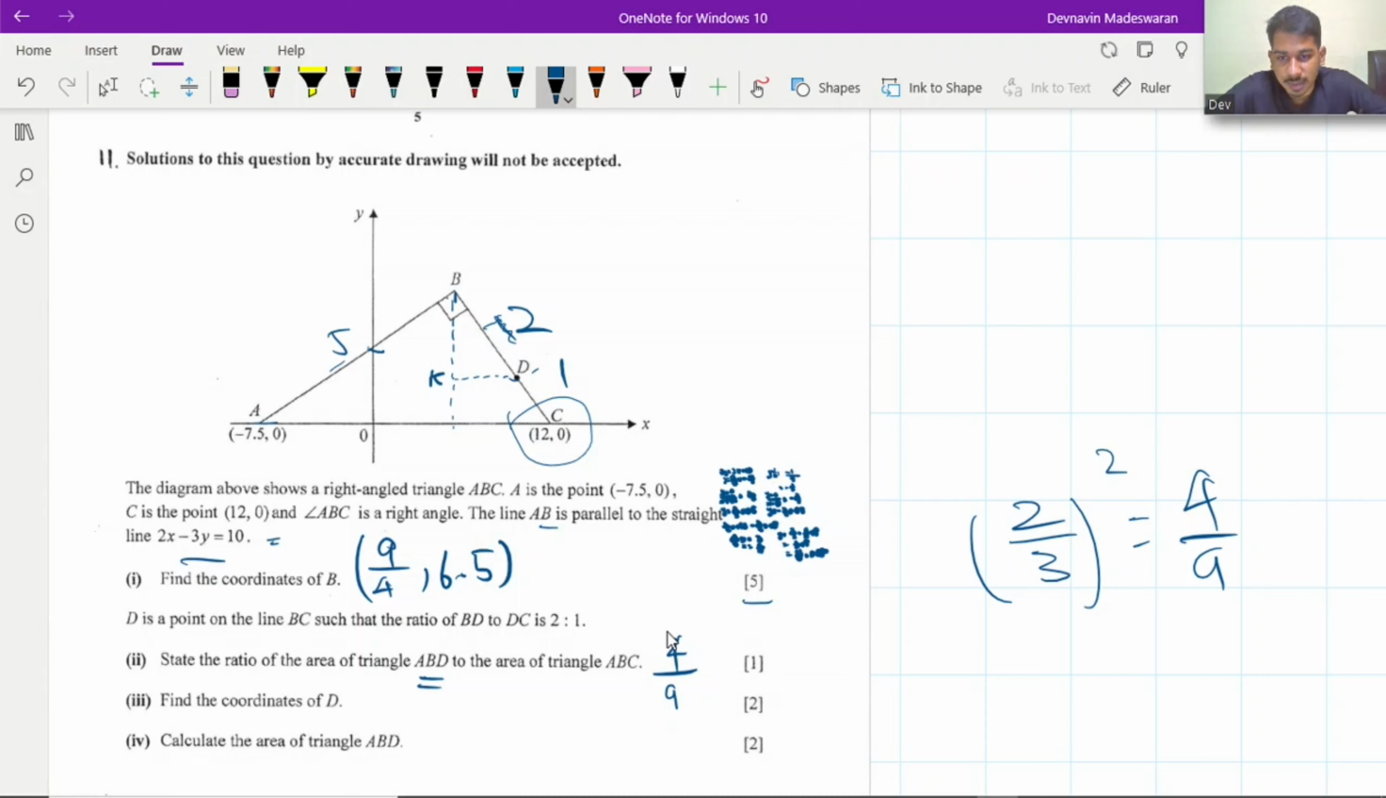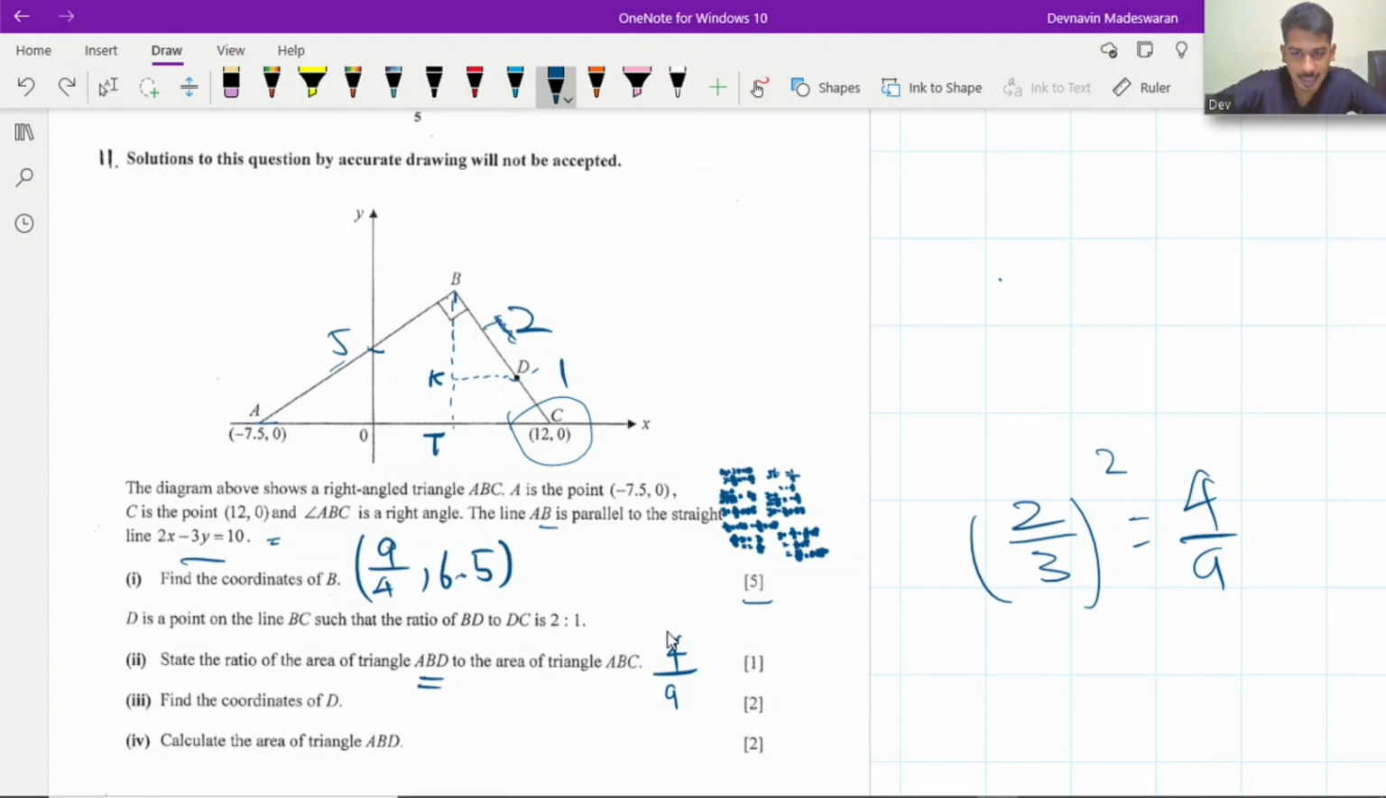BKD is similar to BTC because of the right angle. Why is my screen dying? Okay, never mind. Okay, BKD is similar to BTC, and then we know it's in the ratio of 2:3. Okay, so to find D, we can do something like this. We can do a lot of things, but let me just stick to my previous one.